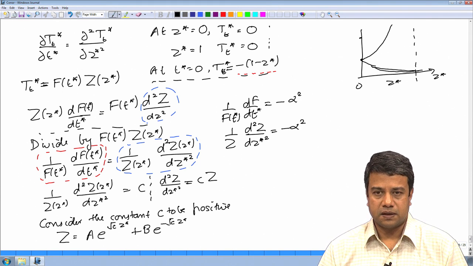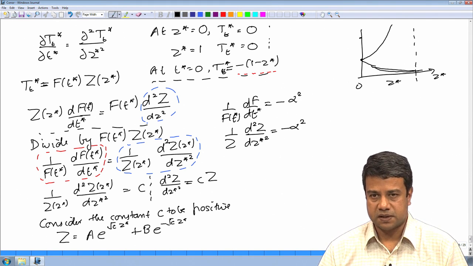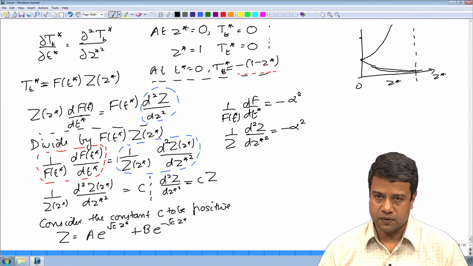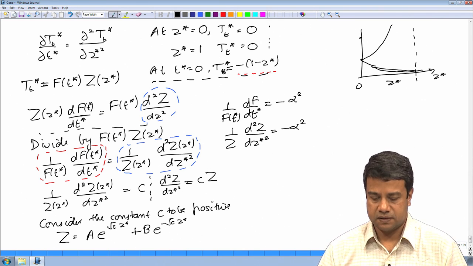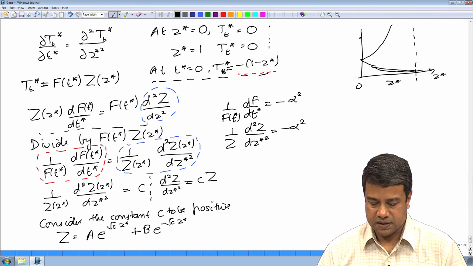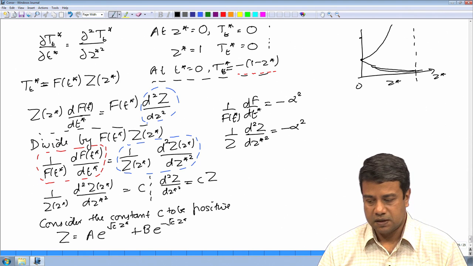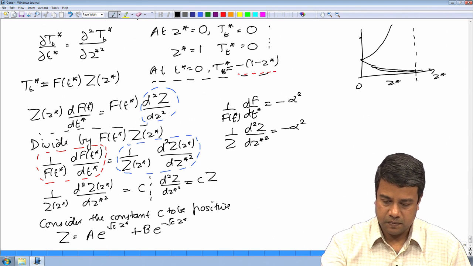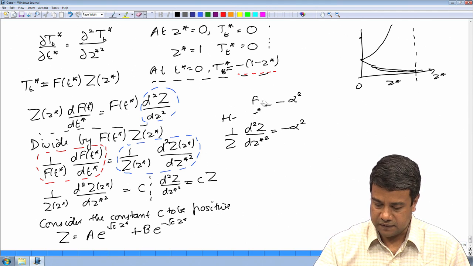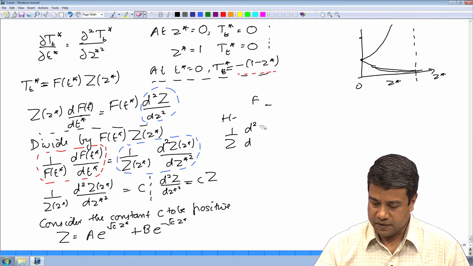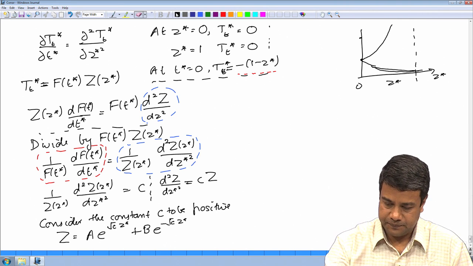The only way that this equality will be preserved for all values of Z and t is if both sides are equal to constants. So, first we had postulated that both sides are equal to some constant. That constant could in general be either positive or negative. We had first looked at the case where the constant is positive.